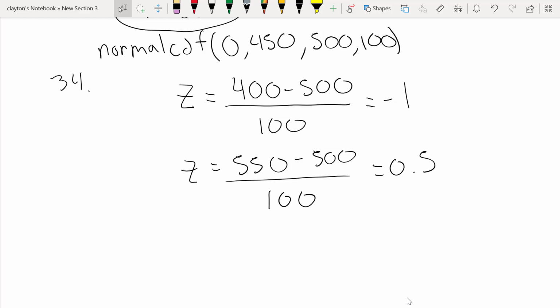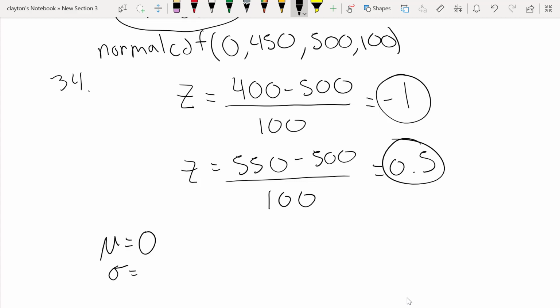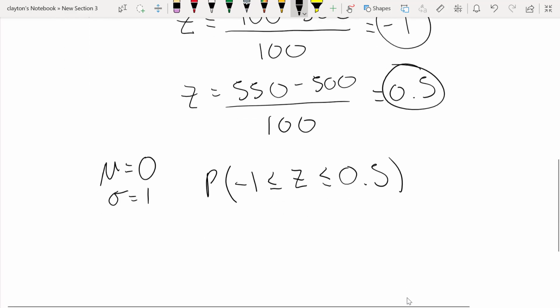the z-scores, and maybe that's what he's trying to show here, is that once you find your z-scores, you can use the standard normal, meaning your mu is equal to 0, standard deviation is equal to 1, and now you can use your z-scores, the probability that your z value is going to be between negative 1 and 0.5.